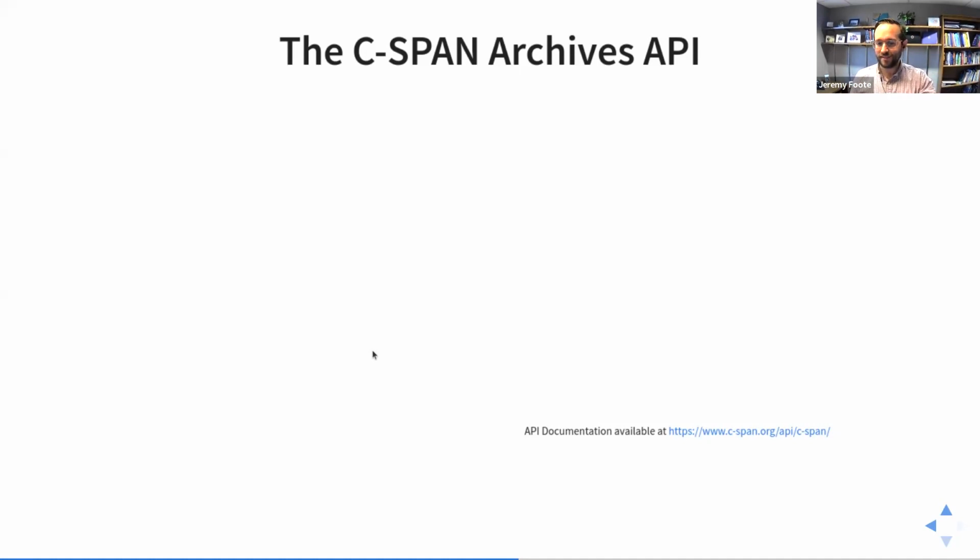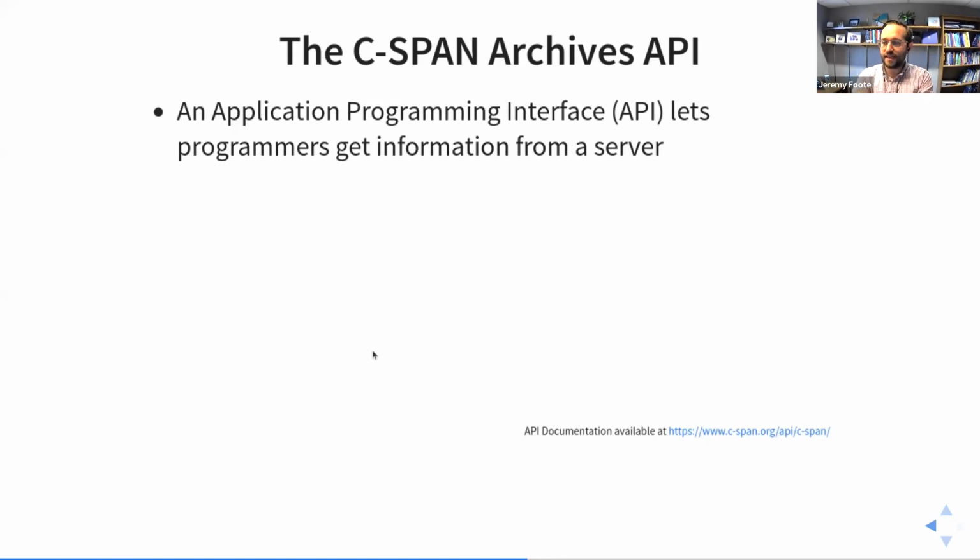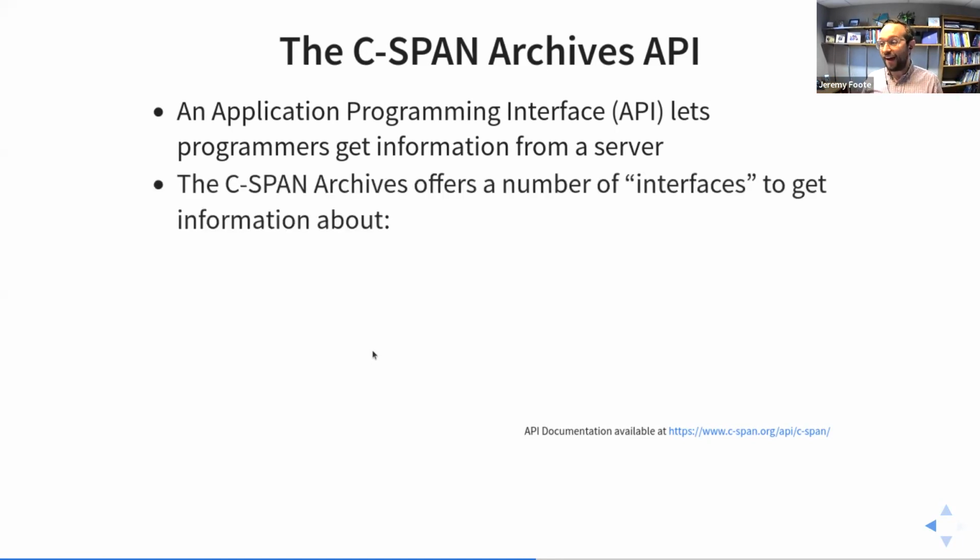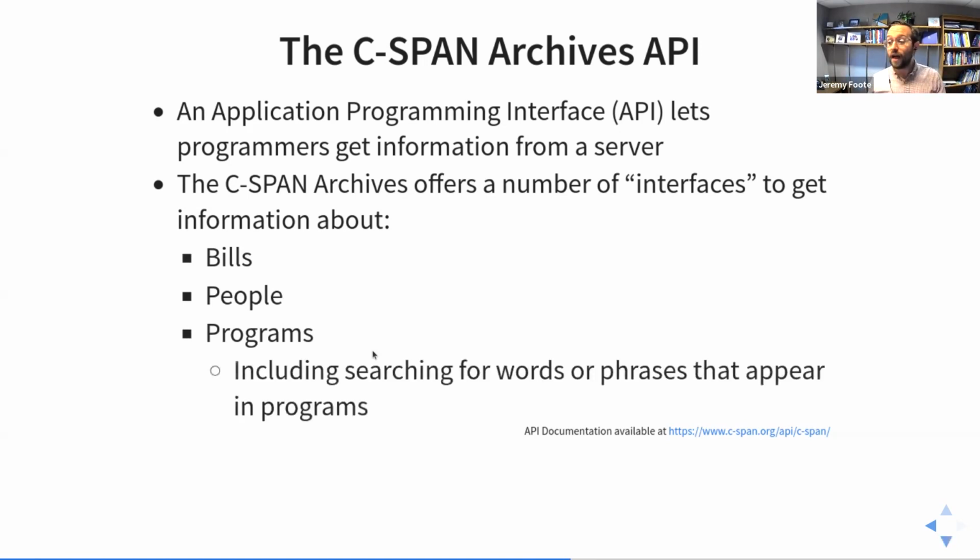And again, I will make very few assumptions about how familiar people are with the API or APIs in general. An API, or application programming interface, lets programmers get information from a server without going through a web browser. In other words, they use a program to get information or data from a server. The C-SPAN Archives has a lot of APIs to get information mostly about its programs. There is also an API about bills that have been sponsored, but also people who have been on C-SPAN programs. So there's a bunch of named people and information about them. The programs themselves, information about when they aired, what the title was, that sort of thing, as well as pretty powerful search for words or phrases that appear both within programs, in program titles, etc.